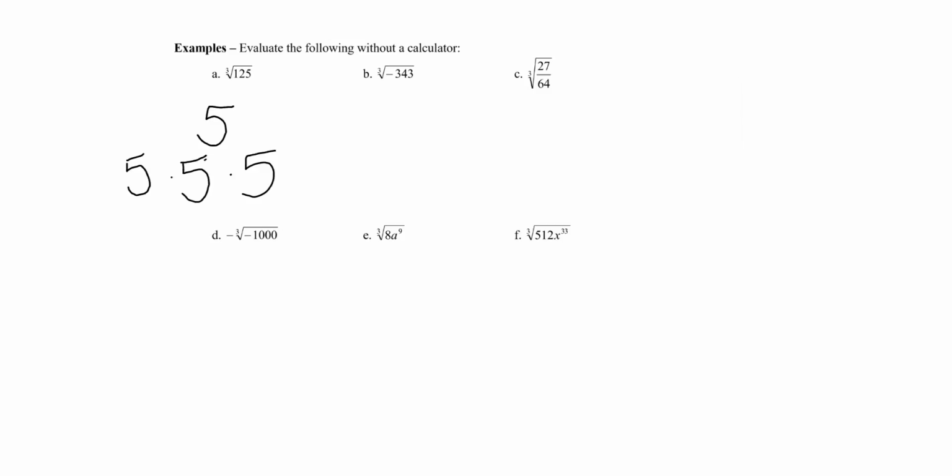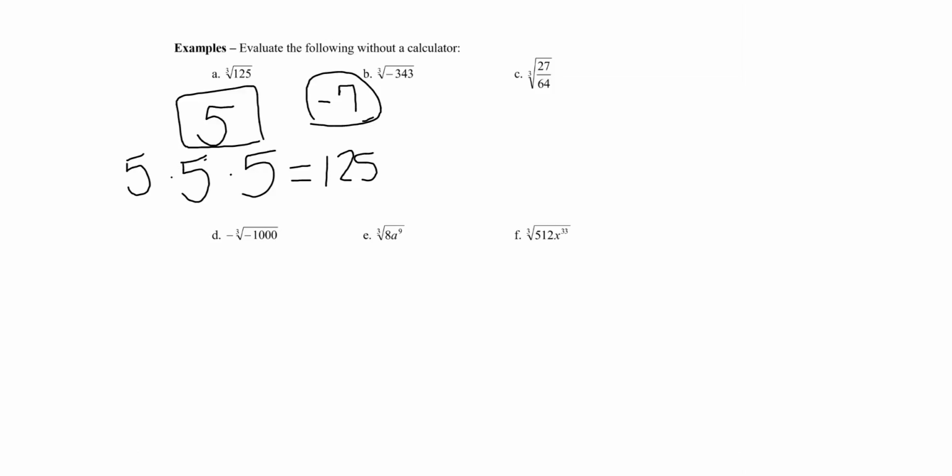Which gives me 125. So that's how I know that the cubed root of 125 is 5. Now for B, you may look at that and say, well, we can't have a negative underneath the radical. However, with a cubed root, you can, because I'm going to multiply together the number 3 times. The cubed root of 343 is 7, and because we have a negative here, it's going to be a negative 7. So my answer is negative 7.